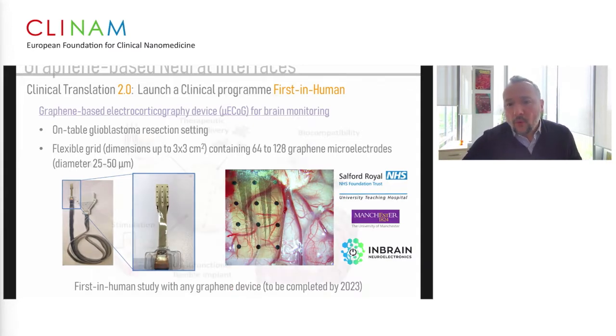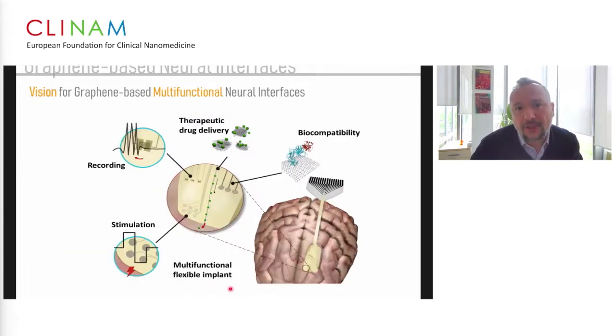I will leave you with this schematic from our vision document a few years ago, which was how would graphene-based neural interface devices make a difference. And the idea behind this and all of the designs of the devices I've showed you is that we can perform multiple functions. The concept of multifunctionality is extremely important in this business. And we think that this is one of the competitive advantages that the material is offering.